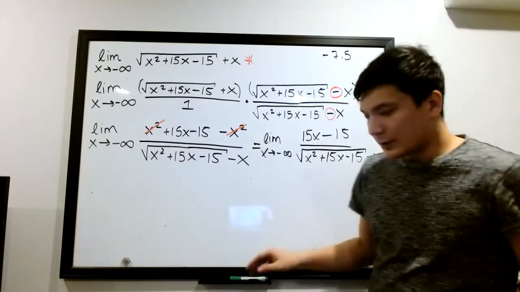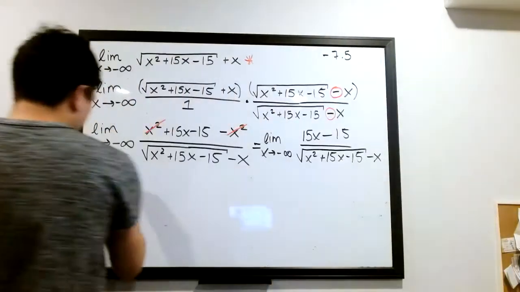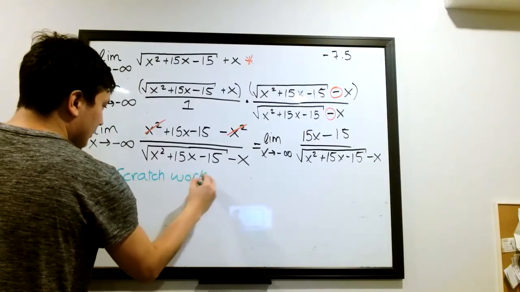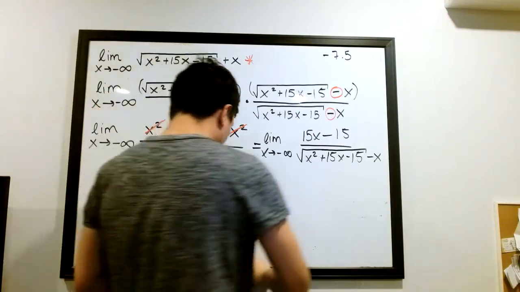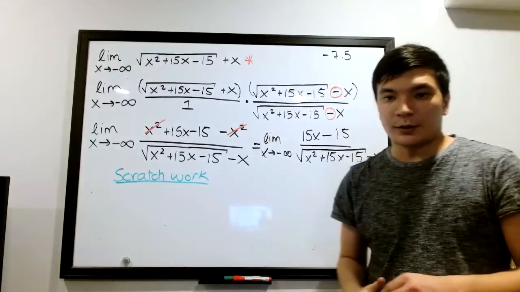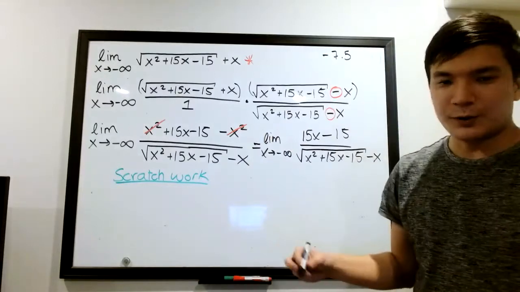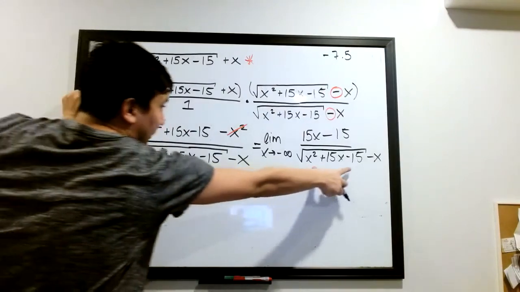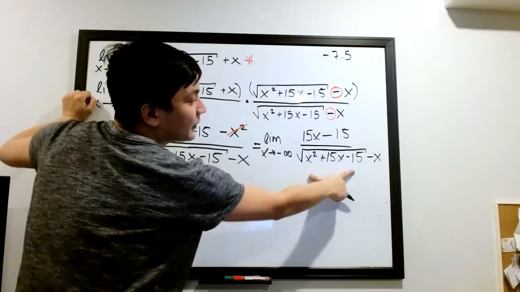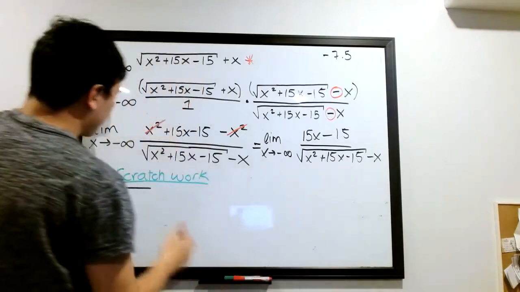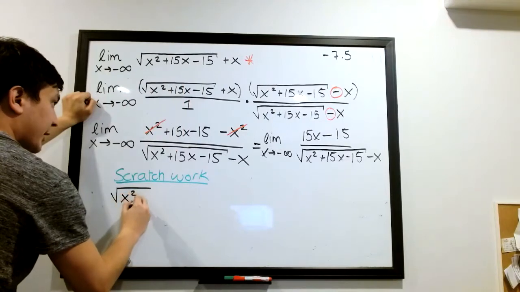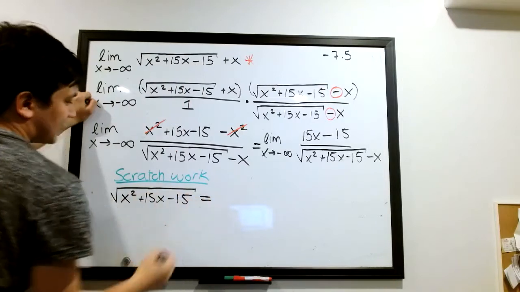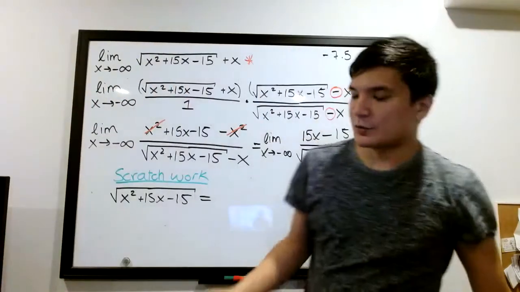So I'm going to write a little aside here. I'll call it scratch work. So notice the following. I'm going to rewrite the denominator, specifically the radical, the square root: x squared plus 15x minus 15. And I'm going to do some algebra work.